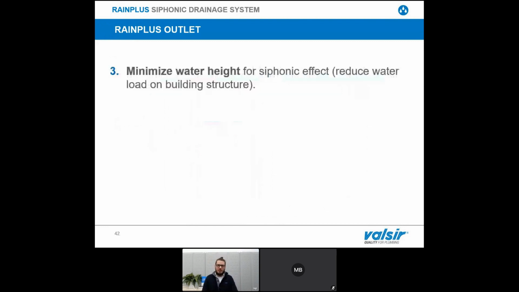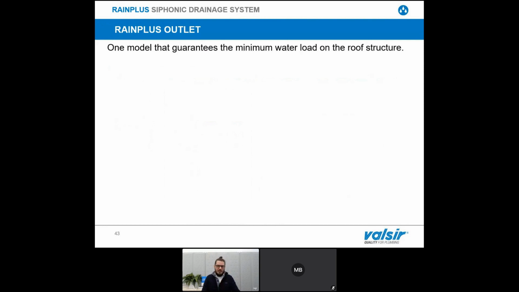The third aspect was to minimize the water level needed for the activation of the Sephonic effect. Since we wanted to minimize the water level, we also want to reduce the water load on your building, because the less water you have on the roof, the less weight of water on the structure of your building. And in this way, we can see another chart.